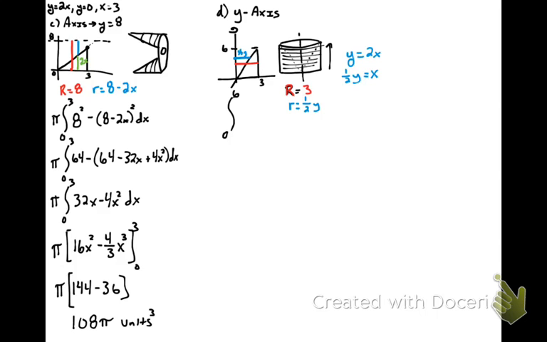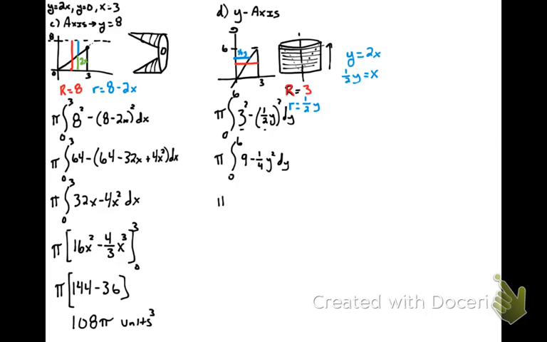We still have circles, so our setup is still the same. It's still pi, still times big R squared, so 3 squared, minus little r squared, (1/2 y) squared dy. Notice that everything is in terms of y, our limits of integration and our functions. Now, when we clean this up to integrate, we'll have pi times the integral from 0 to 6 of 9 minus 1/4 y squared dy.